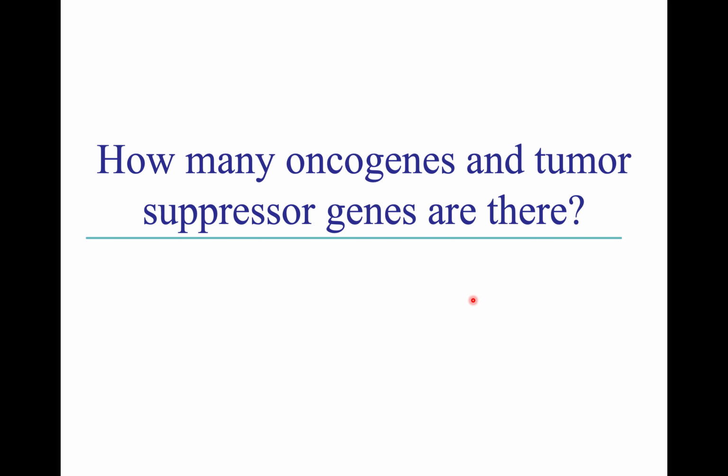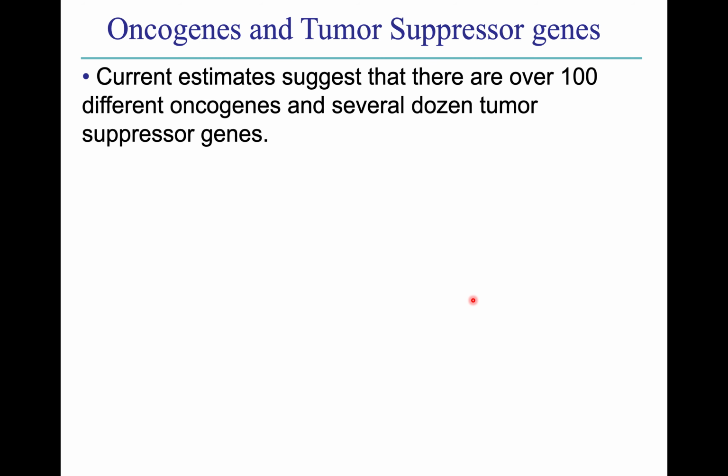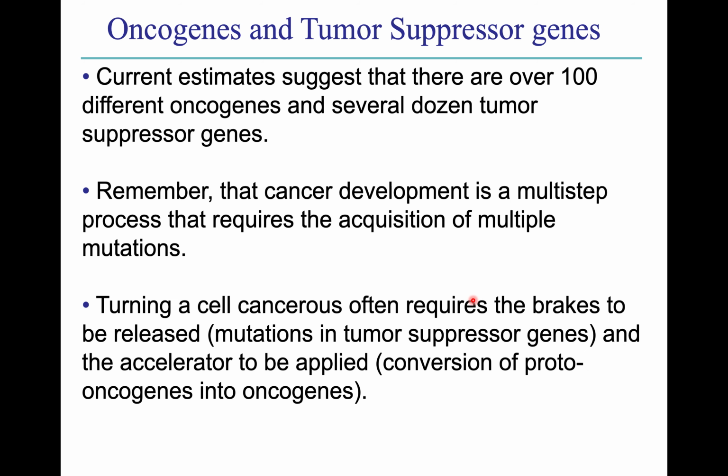All right, so just to wrap things up, we've talked about lots of oncogenes and tumor suppressor genes, and you may get the feeling that there's like a million of each. But our current estimates are that there may be over 100 different oncogenes and at least 2 to 3 dozen tumor suppressor genes that seem to be biologically active. So even though that is a lot, it is a finite number.